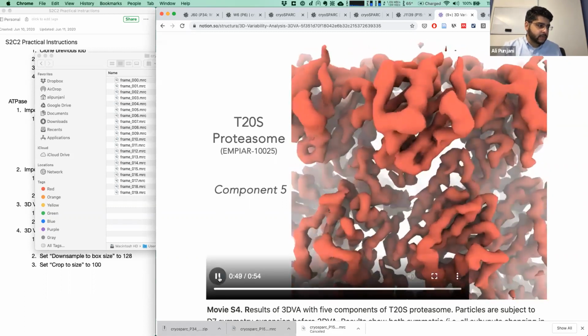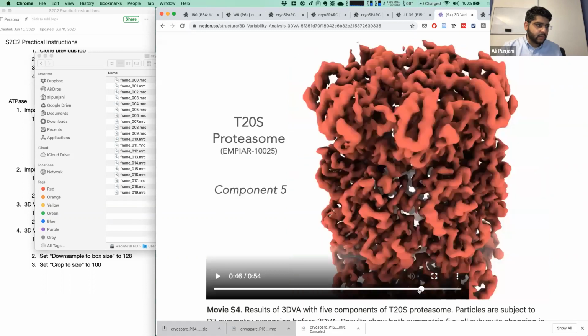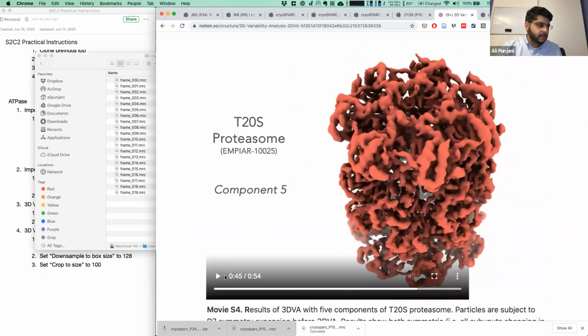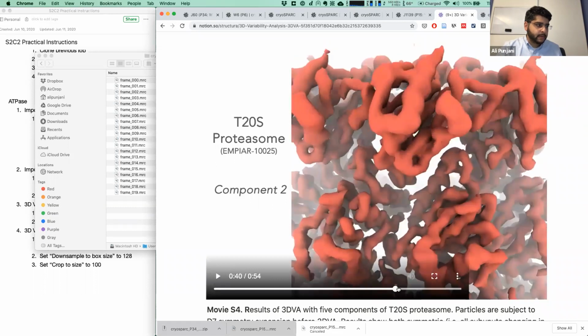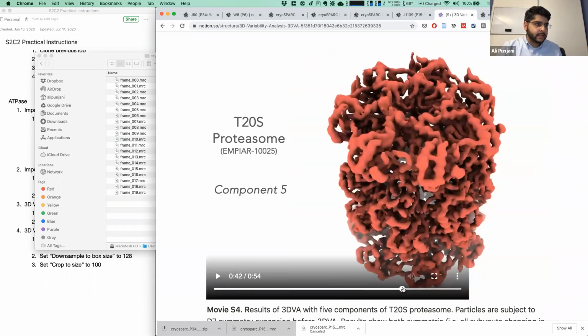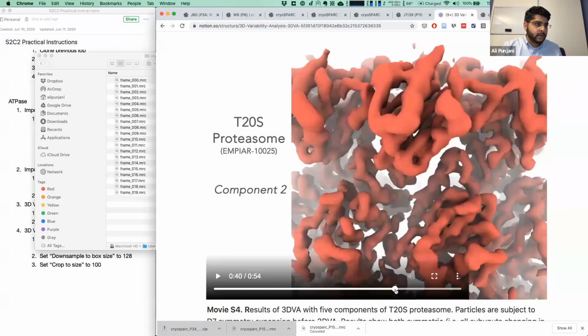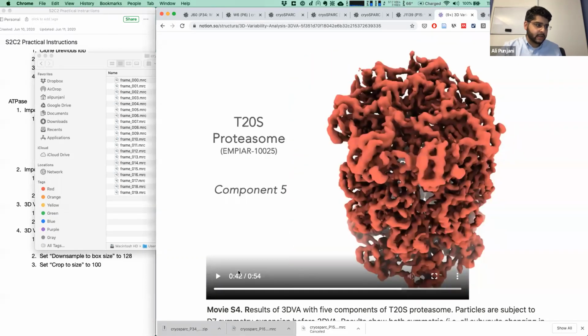And I hope everyone was able to actually see that. What happens here is that the protein, sorry, what was in front of that? The protein bends across its axis.